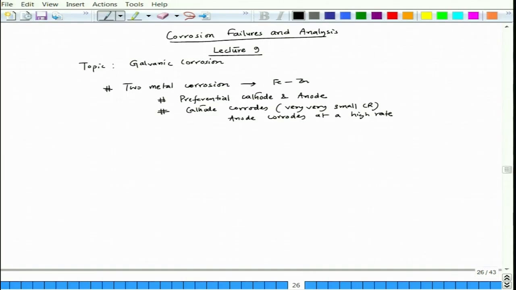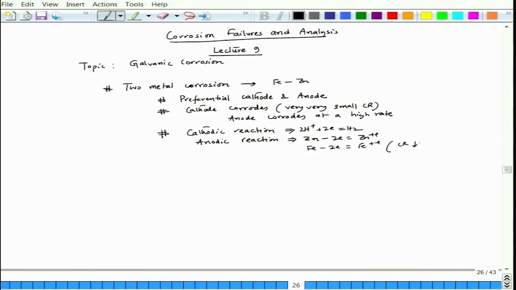And interestingly, one more observation we can make. If we see the zinc and iron situation, the cathodic reaction is nothing but H2 evolution, and the anodic reaction was zinc going to zinc plus plus. Of course, its corrosion rate is very, very small, its corrosion rate is very, very high, but it does not stop.